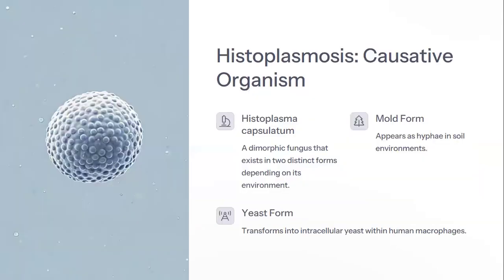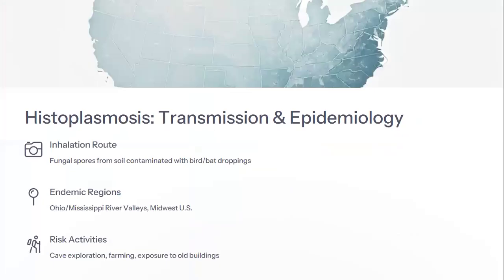First of all, we have to discuss histoplasmosis. The causative organism of histoplasmosis is Histoplasma capsulatum. It is a dimorphic fungus that exists in two distinct forms depending on its environment. The mold form appears as hyphae in soil environments, while the yeast form transforms into intracellular yeast within the human macrophages.